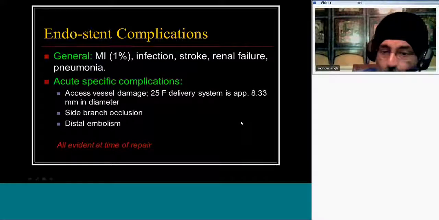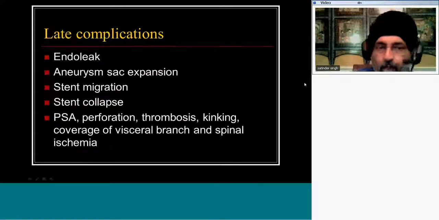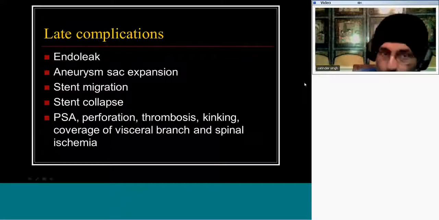There can be a side branch occlusion or sometimes distal embolism, because there can be a mural thrombus which can get dislodged while doing the procedure. Now, all these complications are usually obvious at the time of repair. But what is more important for us, the radiologists who image these patients, is the late complications.